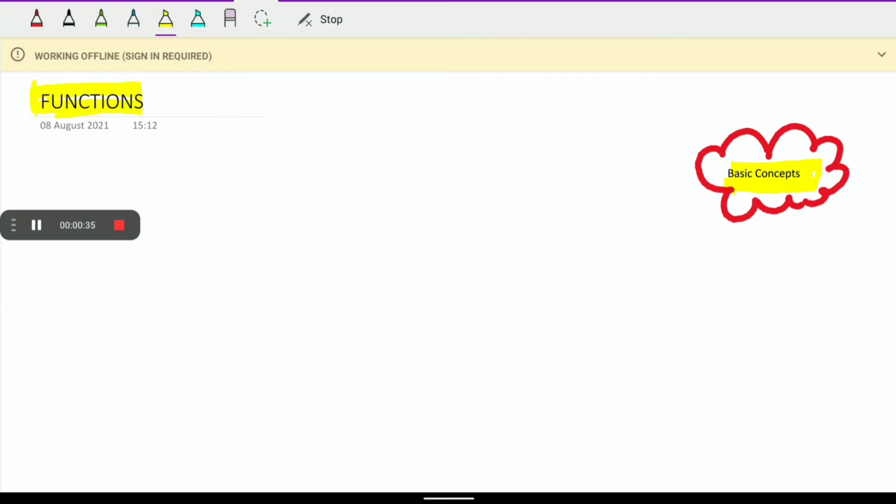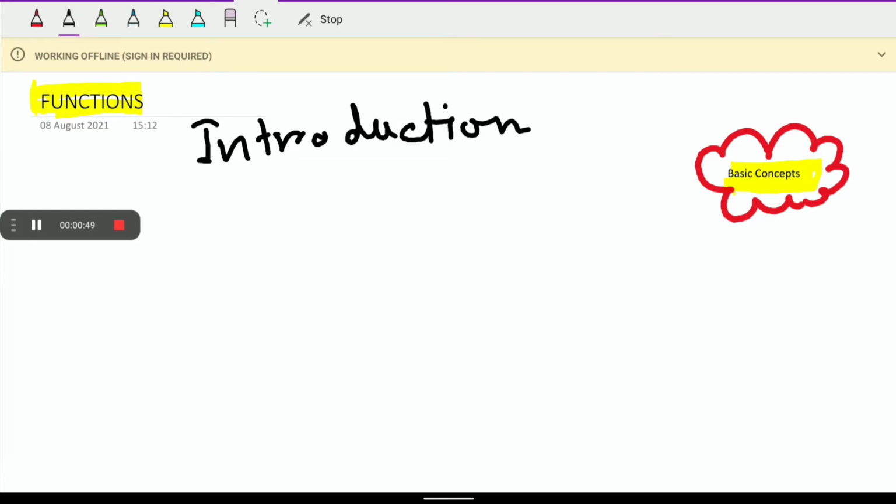So let's start today's session. First of all, what is a function? Introduction. The concept of function is of paramount importance in mathematics and among other disciplines as well.